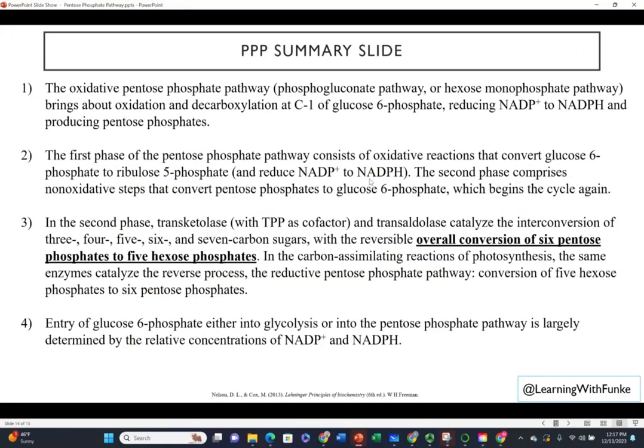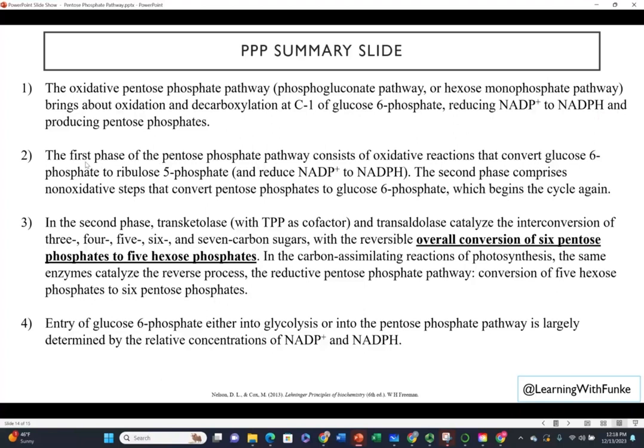And just as an overall summary slide, some key takeaways. We went over the oxidative PPP, bringing about oxidation, decarboxylation at that first carbon of G6P, and then the consequent reduction of NADP plus to NADPH. And that oxidative PPP pathway reduces NADP plus to NADPH, right? Because when you have an oxidation step, if something is getting oxidized, something has to get reduced. So while we're oxidizing G6P all the way down to ribose 5-phosphate, we are reducing 2 NADP pluses to 2 NADPHs.